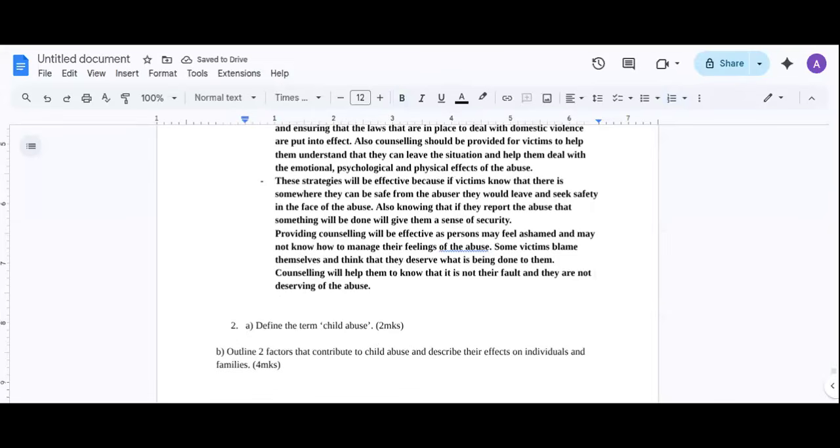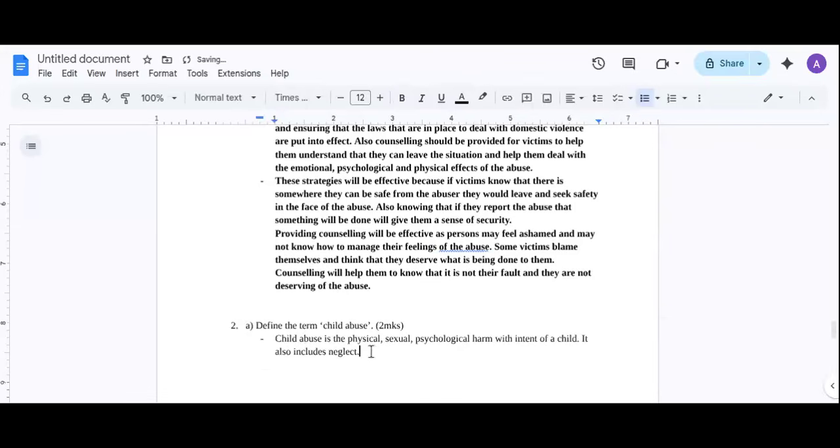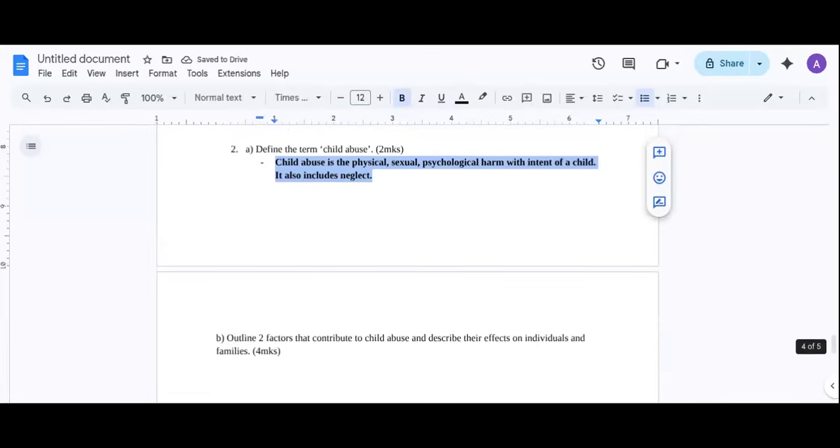Let's look at question number 2. Define the term child abuse. Here the command word is define, and I just want you to give a very simple definition of child abuse. So, child abuse is the physical, sexual, psychological harm with intent of a child. It also includes neglect. 2 marks, simple definition.